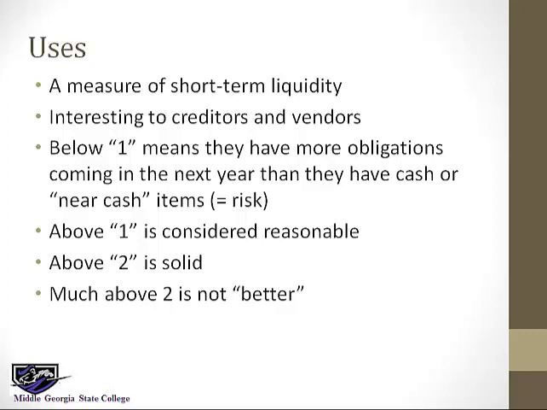So what's a near cash item? Like accounts receivable should be cash in a month. Inventory, maybe it takes you 2 months to sell and another month to collect. So inventory might be 3 months away. But those are cash or near cash items in current assets.